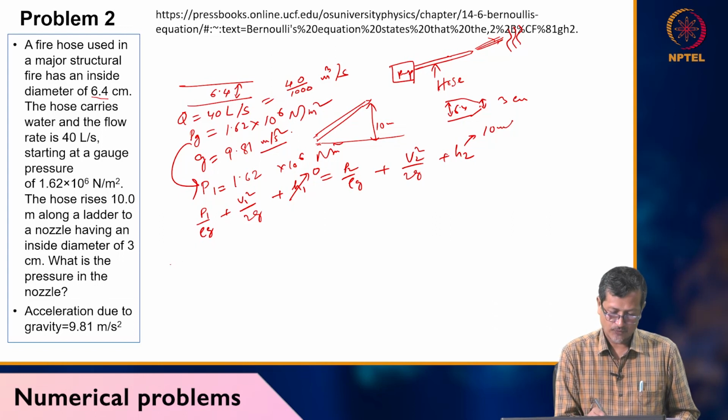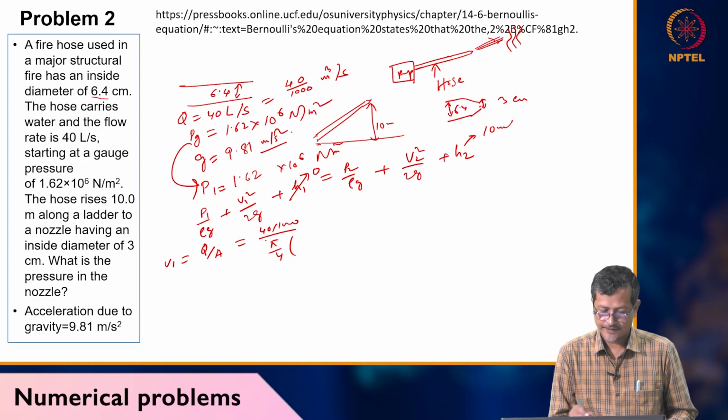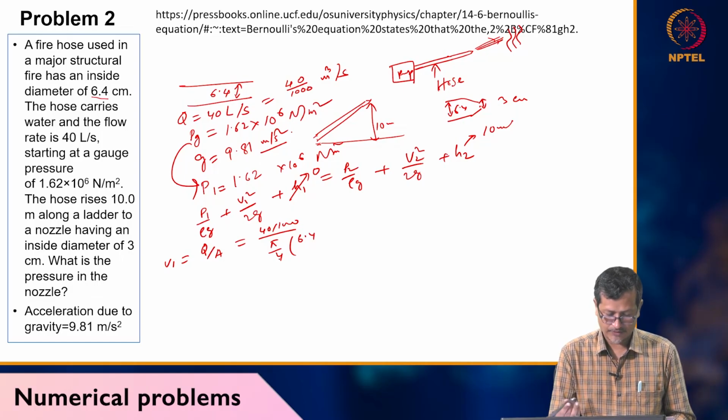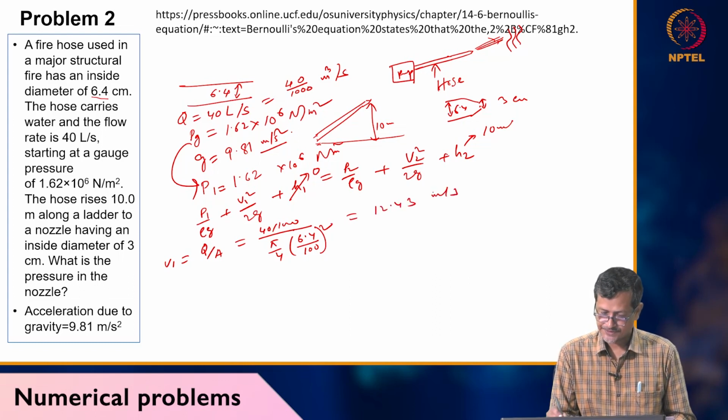Now V1 equals flow rate divided by area. Flow rate is 40 divided by 1000, as you have already seen, and area is pi by 4 d square. D, we have been given 6.4, and you have to convert it into meter, so 6.4 by 100 square. So it is giving 12.43 meter per second.